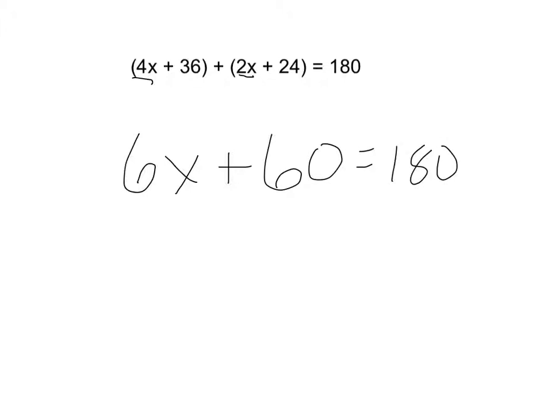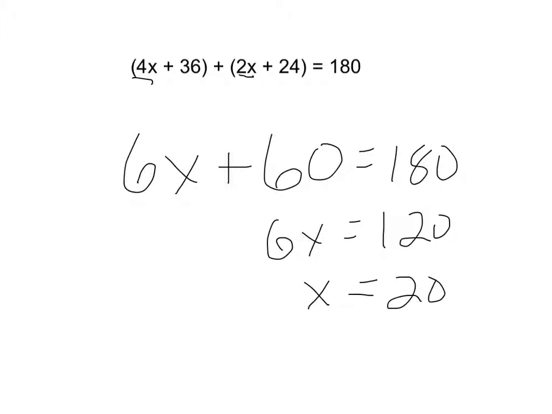Then we're going to go back and say, hey, minus 60 from each side, 6x equals 120. Then we're going to divide each side by 6, x equals 20. So the measurement is 20 degrees, that's what x equals. So the measurement of the first angle is 4 times 20, which is 80.